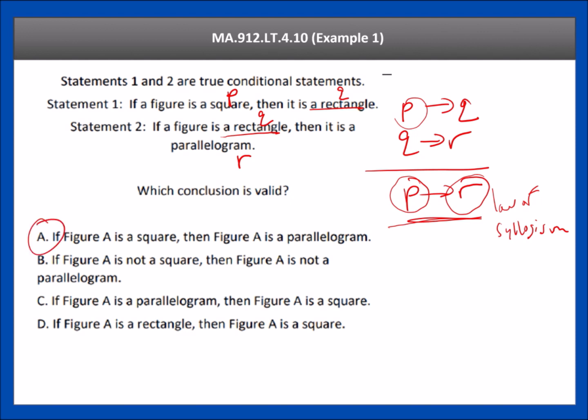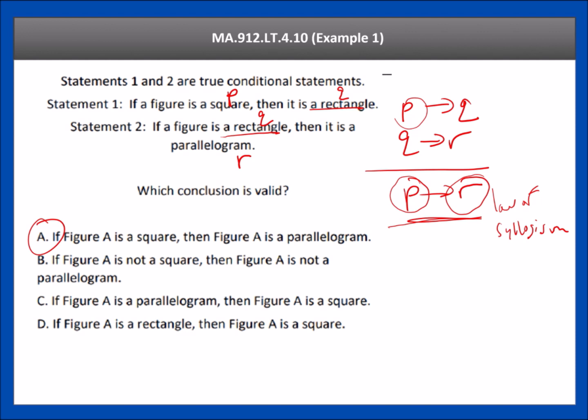Now, if I look at choice B, if figure A is not a square, then it is not a parallelogram. That's not necessarily true, right? Because if the figure happens to be a rectangle, which is not a square, then it is a parallelogram. So this actually would contradict statement 2, where if it's a rectangle, then it would be a parallelogram. So that's a contradiction. So that can't be a true conditional statement always, right?